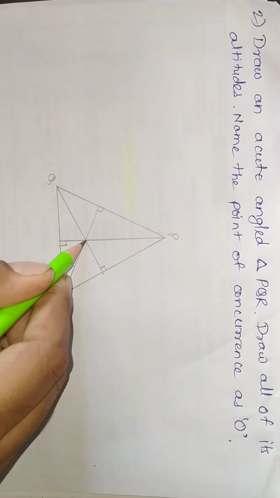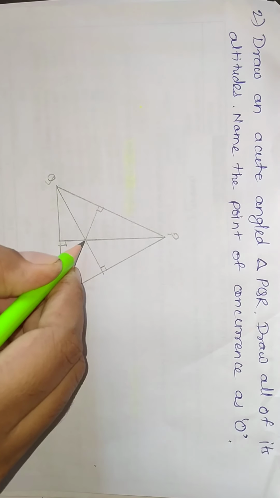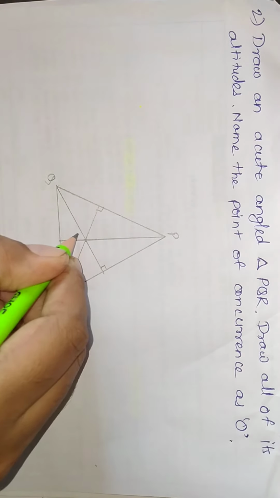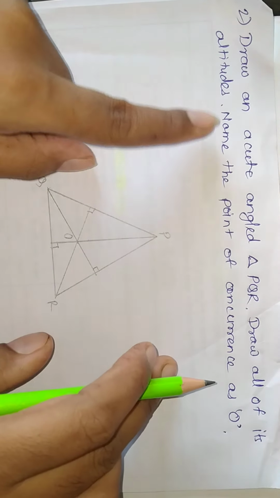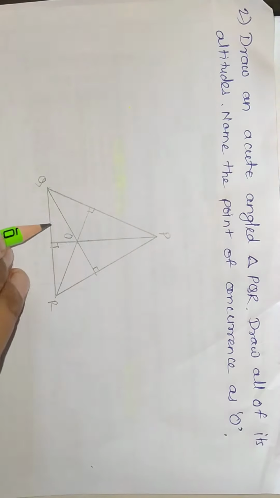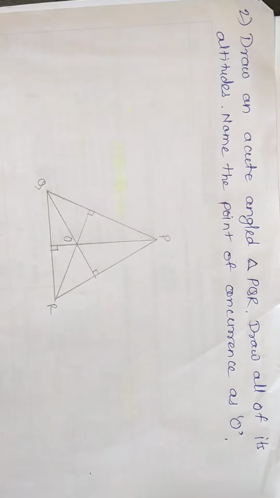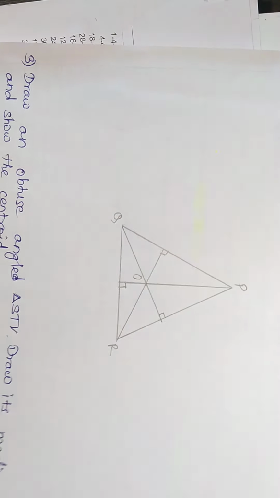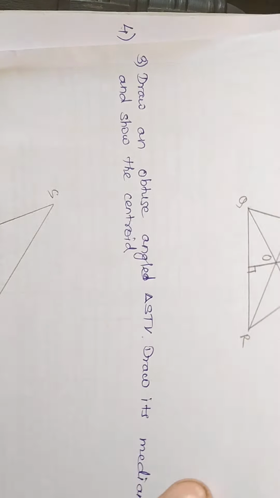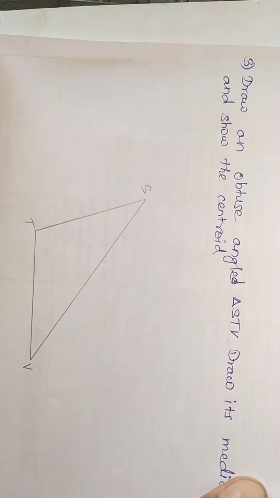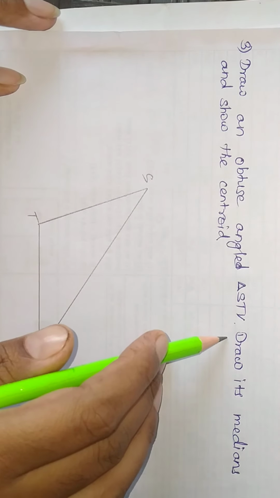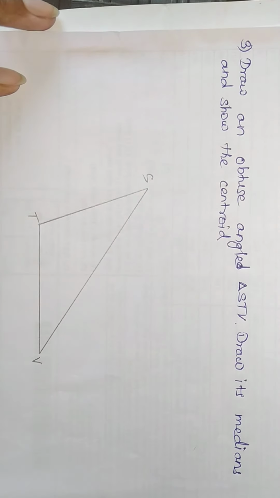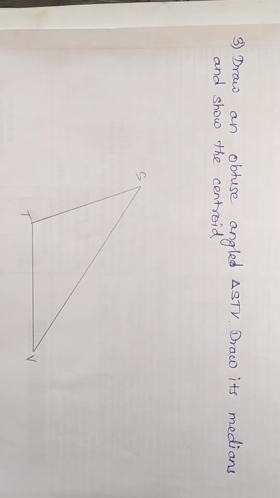Over. Now this point, this is the point of concurrence. This we have to denote by O. This is our question. Draw all of its altitudes and the point of concurrence you have to show. Then next question, question number 3. Draw an obtuse angle triangle STV. Draw its medians and show the centroid. That means point of concurrence.